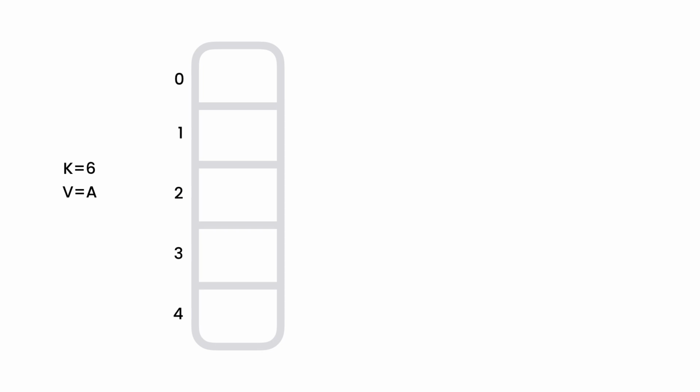But we're not going to store this value directly in the cell. Instead, we're going to wrap it in a linked list node and have the cell at index 1 point to this node. Now we have this other key value pair.